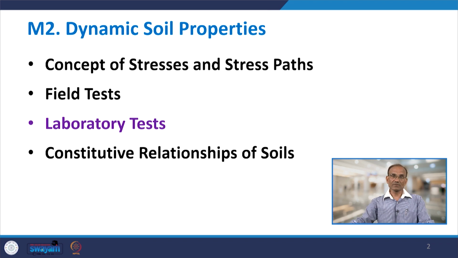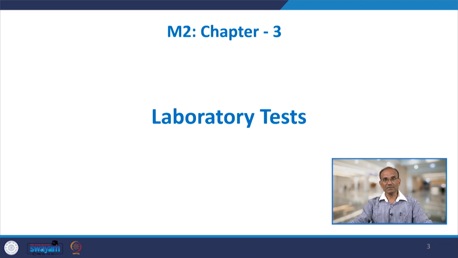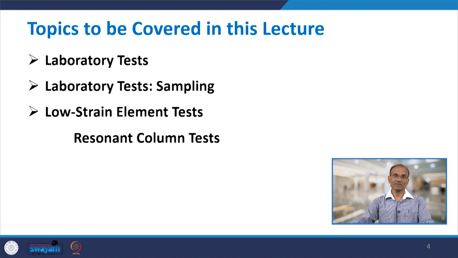So, let us start today. Before we talk about what we are going to cover in this lecture, it is on the laboratory test in general, how they are different and what is the advantage of the laboratory test compared to the field test, and then we are also going to talk about sampling, and finally today we are going to talk about low strain element test. In the low strain element test, there are resonant column, ultrasonic and bender element tests, but today we are going to cover only one part, that is resonant column test, and we will continue in the next lecture for this low strain element test.